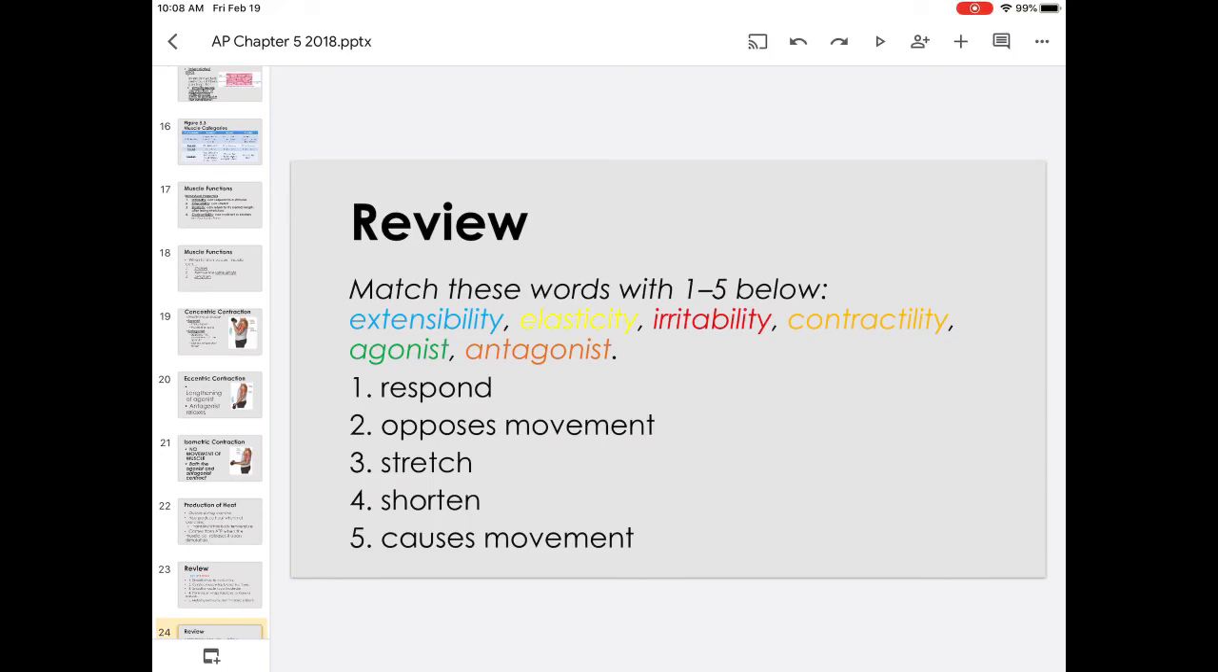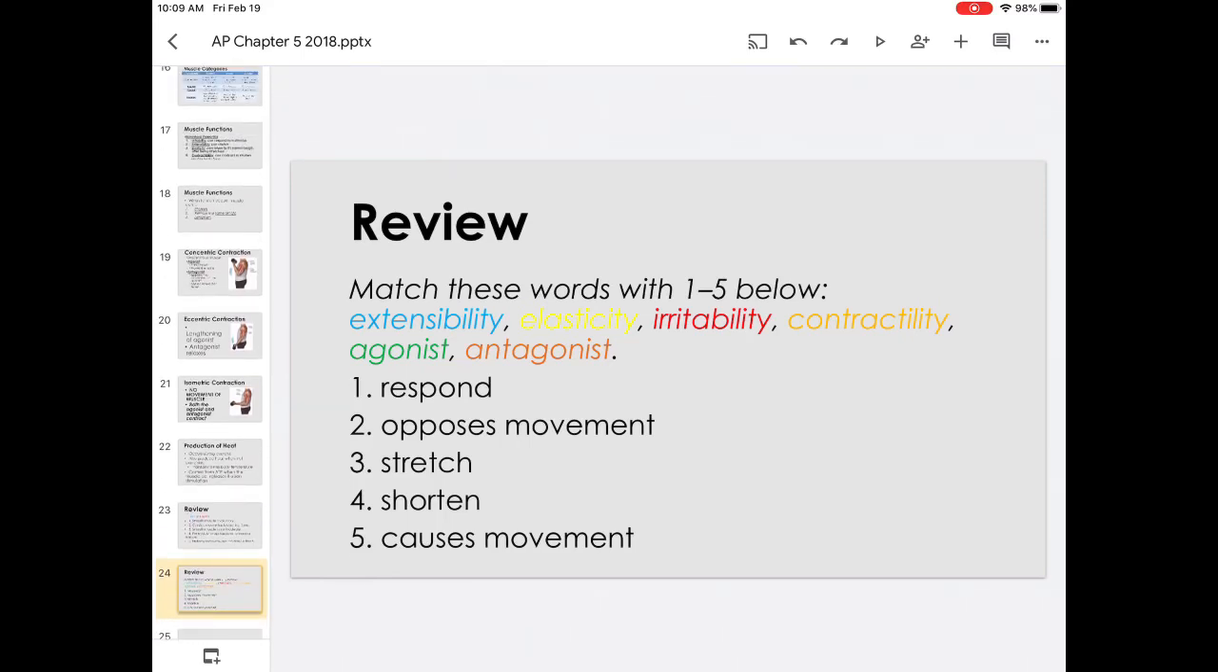All right, so let's label and match these words. If you have some kind of response to an environment, this is known as irritability. If you have an opposition to the movement, say against an agonist, this would be your antagonist. If you are stretching, this is called extensibility or extending. Shortening is contractility, you're contracting, and then anything that is doing the movement or causing the movement is your agonist.